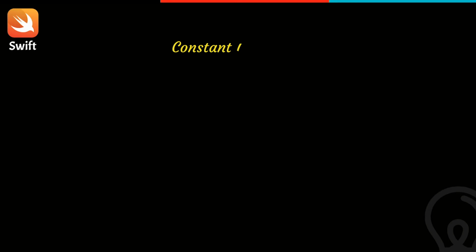In order to declare a constant in Swift language, you have to use the let keyword first. Then you have to name that constant so that you can call it anywhere by its name within your program.